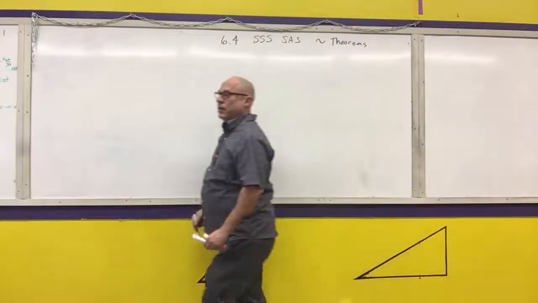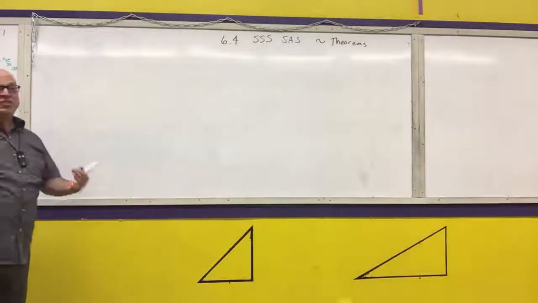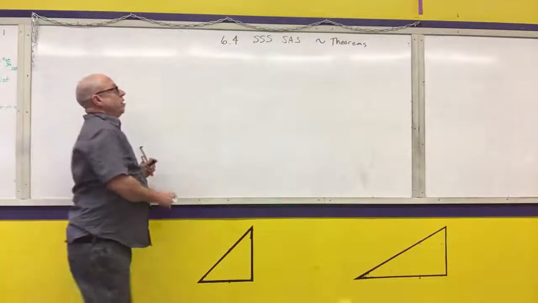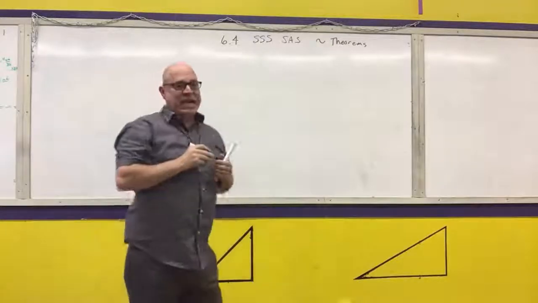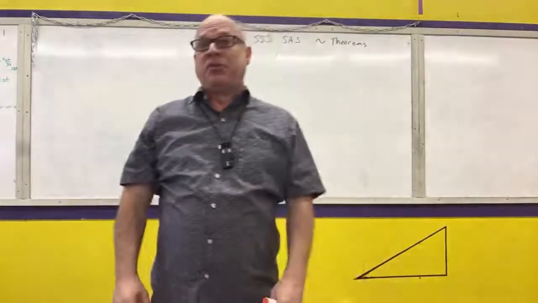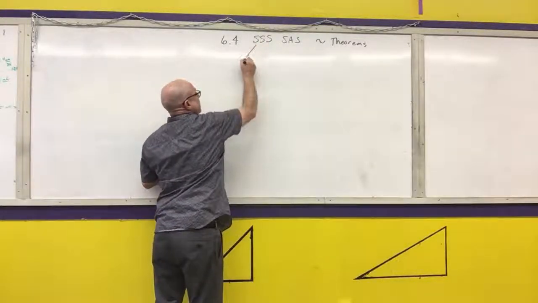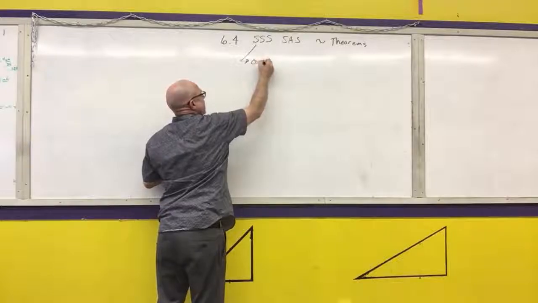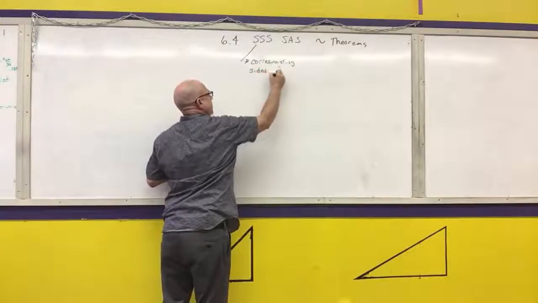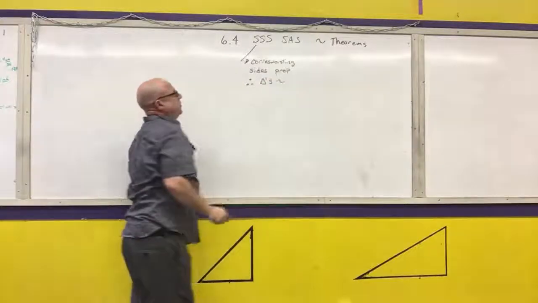Okay? We are no longer going to be looking at these to see if these sides are congruent to each other. We're going to see if these sides are proportional. So the side-side-side theorem says, if the corresponding side lengths of two triangles are proportional, then the two triangles are similar. So this one says, corresponding sides proportional, therefore the triangles are similar.